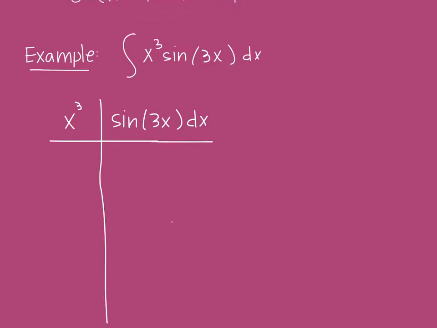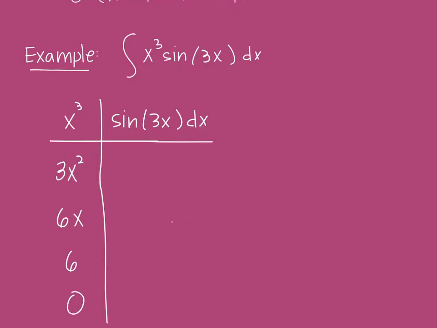I think I'm just going to do all my derivatives first rather than one at a time. I'm just going to go straight down the column and do all the derivatives. So that would be 3x squared, and then 6x, and then 6, and then 0.